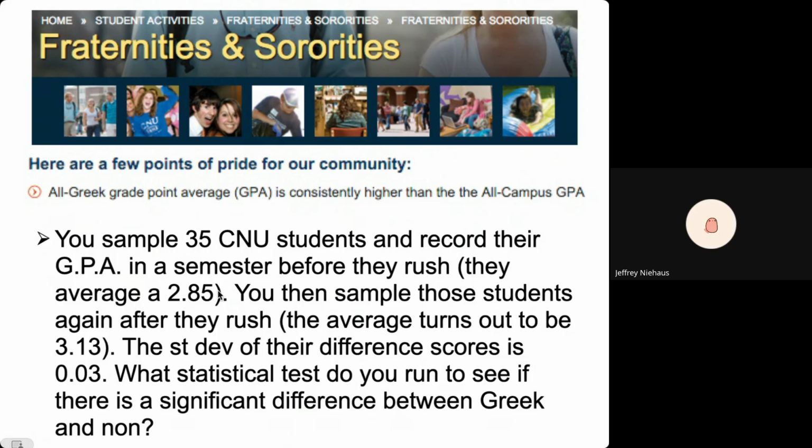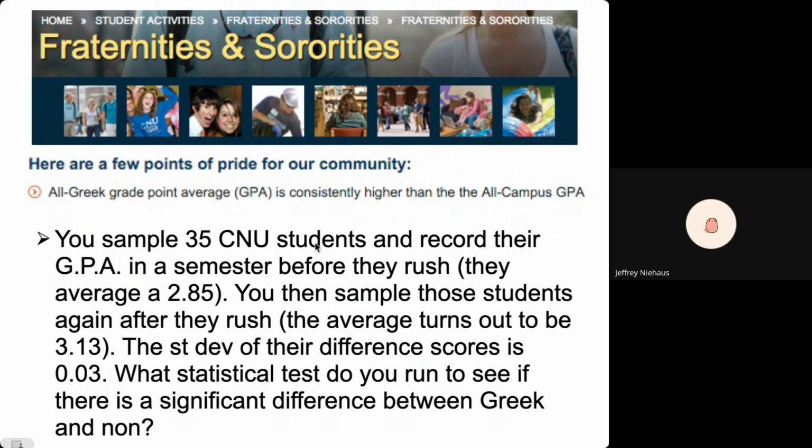All set. All right, I sampled 35 CNU students, and I'm recording their GPA in the semester before they rush, when they were members of the regular student population. They got an average of 2.85. Then I measured those same students again after they rushed. The average was 3.13. The standard deviation of the difference scores was 0.03. What test would you run to see if there's a statistically significant difference between Greek and non-Greek?